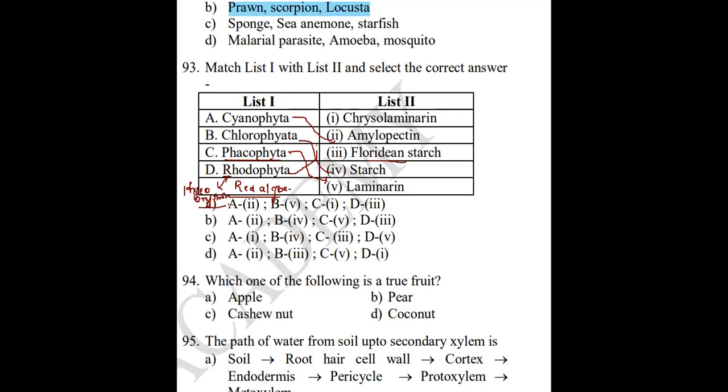So what might be the answer for this question? We can say Cyanophyta is going to be option 2, A is 2, B is going to be 4, and C is going to be 5, and D is going to be 3. So the answer for this question is option B.